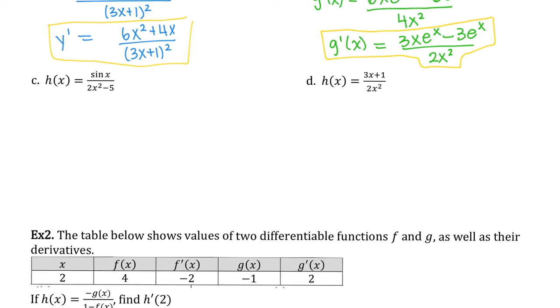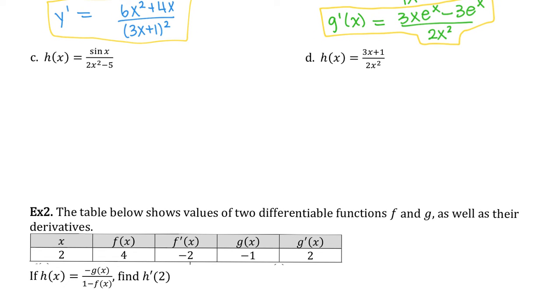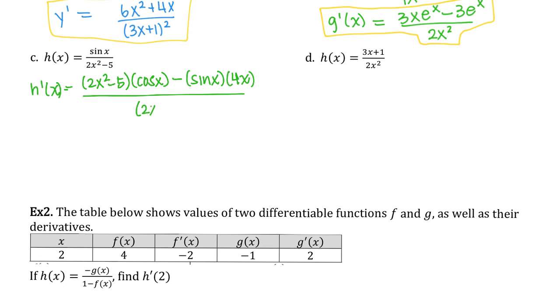Okay, let's try C. Quotient again, because it's some fraction that I have no idea what to do with. Since it's h of x, I'm going to do h prime of x. Okay, low d high minus high d low. Square the bottom, and away we go.